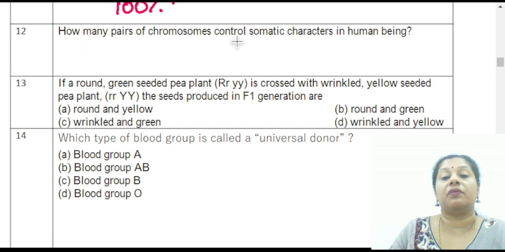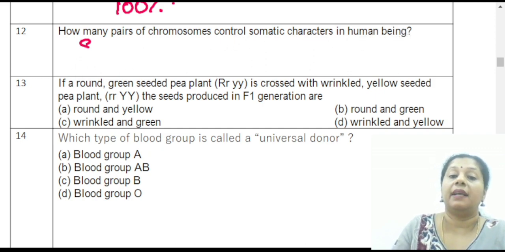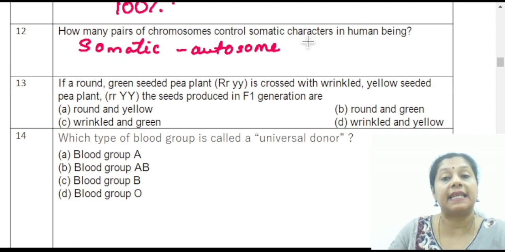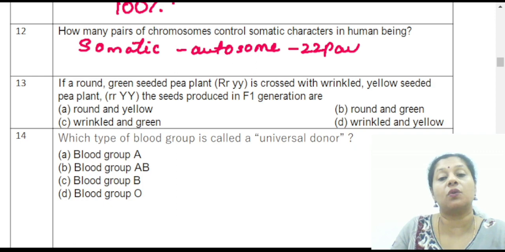How many pairs of chromosomes control somatic characters in human beings? Somatic means the characters other than sex. They are controlled by autosomes. So the chromosomes which control somatic characters are autosomes. We have 22 pairs of autosomes in our body and 1 pair of sex chromosomes.